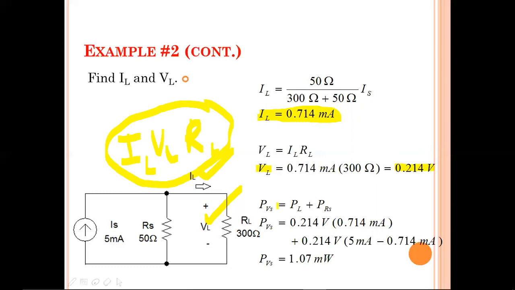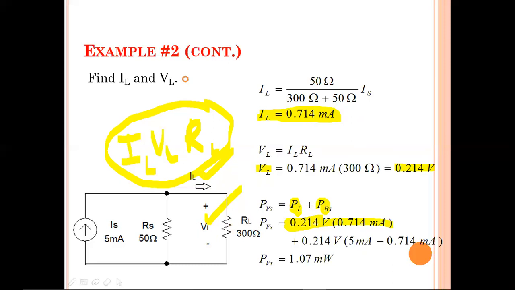First, PL means load power: the power across the load, and also the power consumed at the internal resistance. For finding the power across the load, you should multiply VL and IL. Already you know VL and IL. After multiplying these, you will get PL, which means the power consumption by the load.